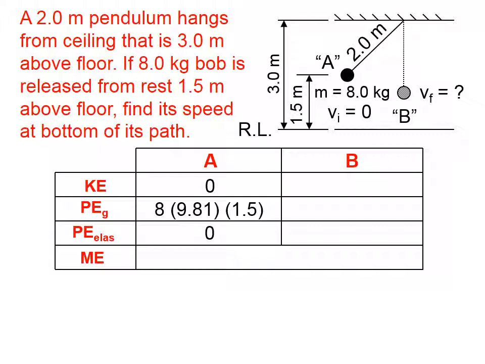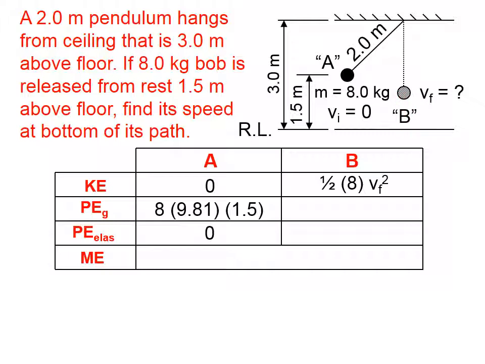Let's go to snapshot B. When the bob is in snapshot B, it definitely has kinetic energy equal to 1/2 times its mass times its speed squared. In snapshot B, the bob also has gravitational potential energy because recall that we chose the reference line to be the floor level. That gravitational potential energy will be the mass of the bob times g times the height that the bob is above the floor. Now, what is that height above the floor?